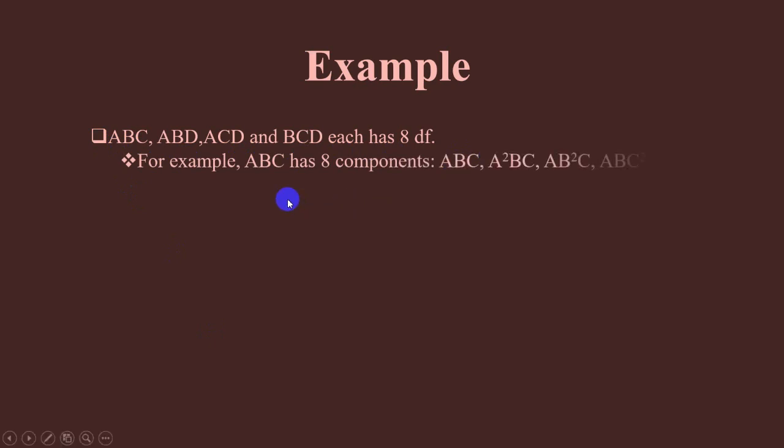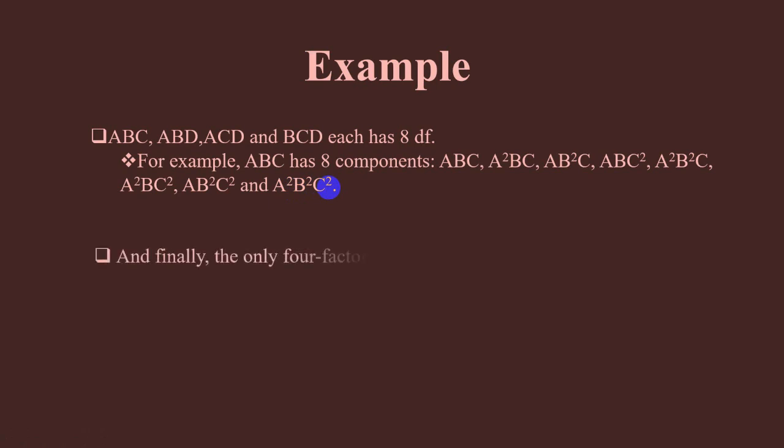For example, the 8 components of the three-factor interaction ABC are ABC, A square BC, AB square C, ABC square, A square B square C, A square BC square, AB square C square and A square B square C square. Again, the interpretation is similar. For example, in the A square BC component, A is contributing quadratically and B and C are both contributing linearly. In A square B square C square, all three factors are contributing quadratically in the interaction.